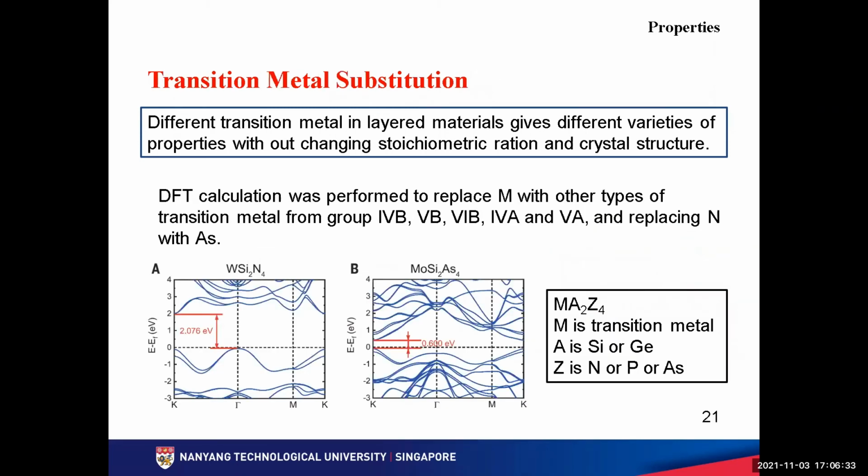Lastly, substitution of different types of elements was tested through DFT calculations. We can thus replace Mo with other transition metals; the wide variety of MA2Z4 combinations provides manipulation of band gap. This is really important for electronics, optoelectronics, and spintronics applications, and as shown in the figure, the band gap can be broadened or narrowed.